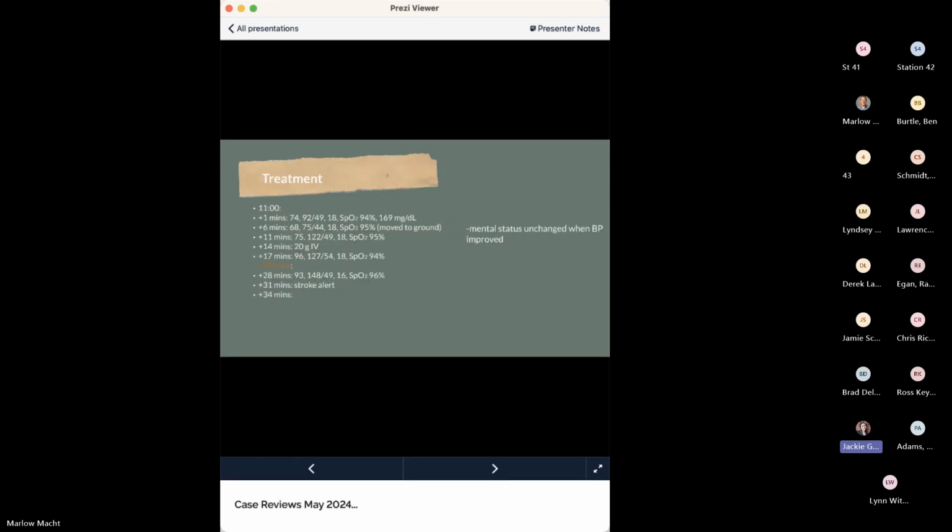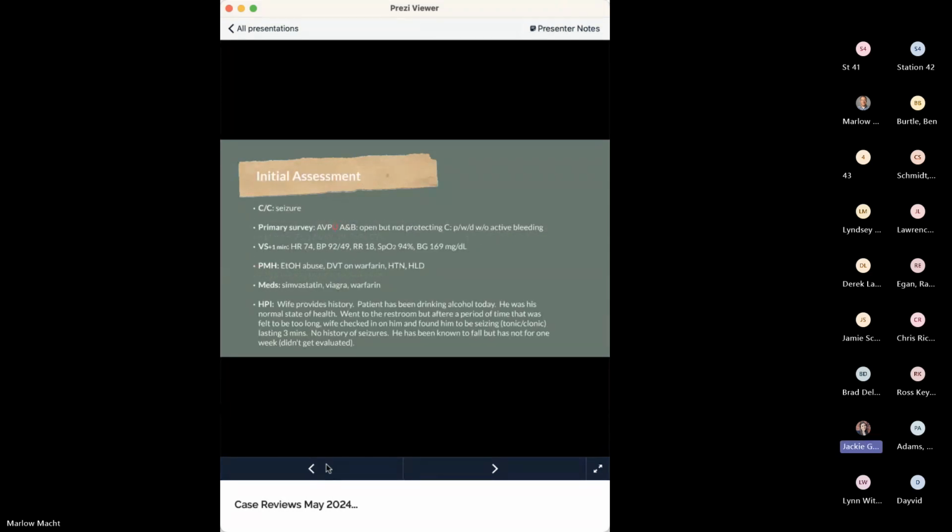The past medical history that was available to EMS was that he had a history of alcohol abuse. His wife believes that he was drinking even that day. He also is on warfarin for DVT. He has a history of high blood pressure and high cholesterol. The meds reported by the wife were simvastatin, Viagra, and warfarin. She stated that he's been drinking today. She doesn't know how much to be able to quantify it, and that he was in his normal state of health when he went to the restroom.